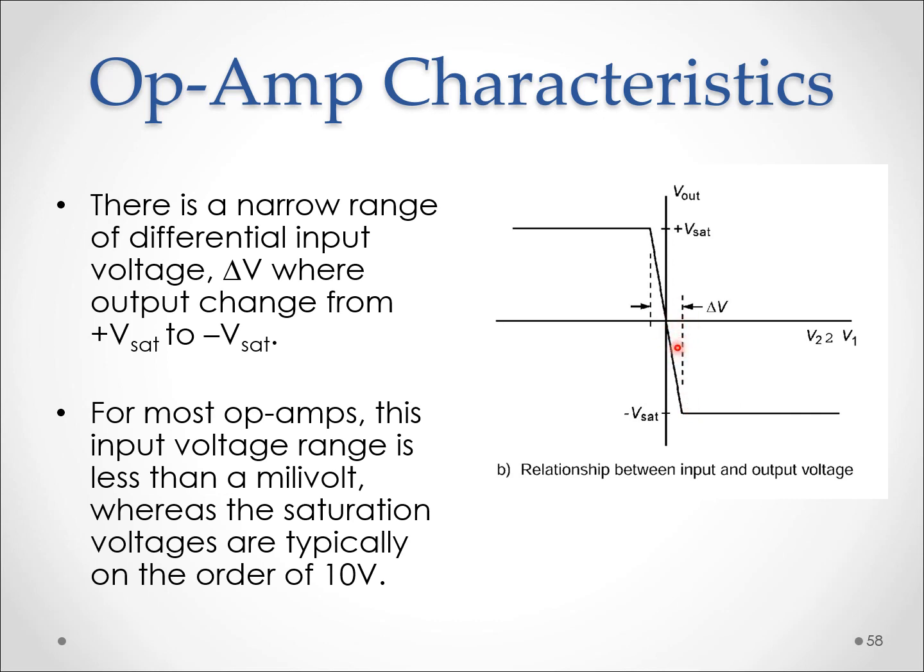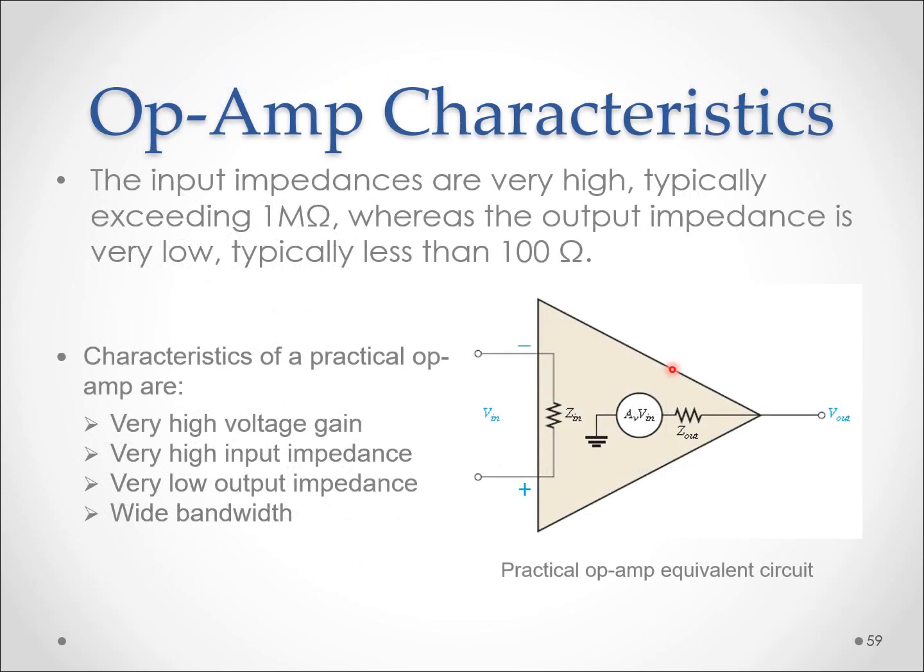For an op-amp, the input impedance is very high, typically exceeding 1 megaohm, while the output impedance is very low, typically less than 100 ohms. So we can conclude that the characteristics of a practical op-amp are: first, it has a very high voltage gain. Second, it has a very high input impedance. Third, it has a very low output impedance. And lastly, it has a wide bandwidth.